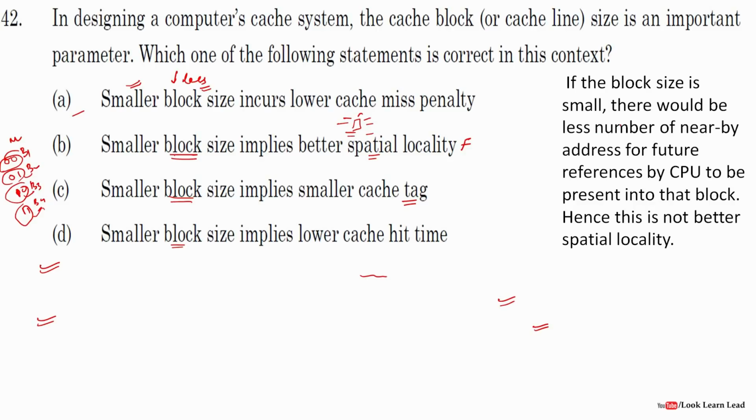If a block size is small, there would be less number of nearby addresses for future references by the CPU to be present in the block. Hence, it is not better spatial locality. The spatial locality is not better. So this statement is not true.